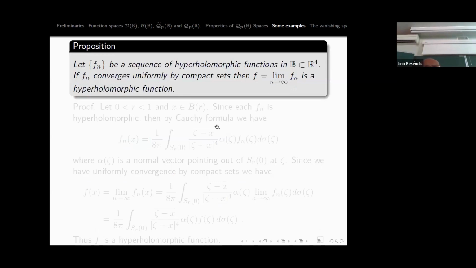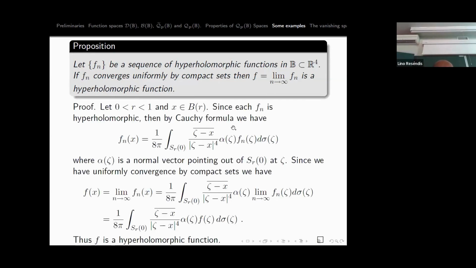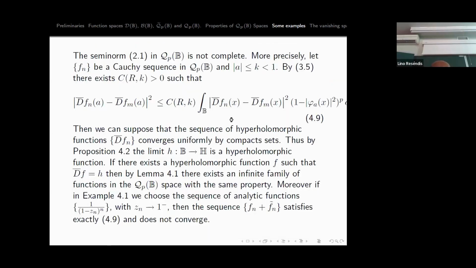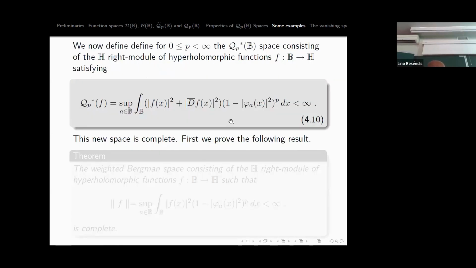Here is another kind of result. If we consider a sequence of hyperholomorphic functions that converge uniformly on compact sets, then its limit is also a hyperholomorphic function. This is quite a normal result. Now we can introduce this space, because our previous spaces are not complete spaces. However, we can consider this Qp star space.